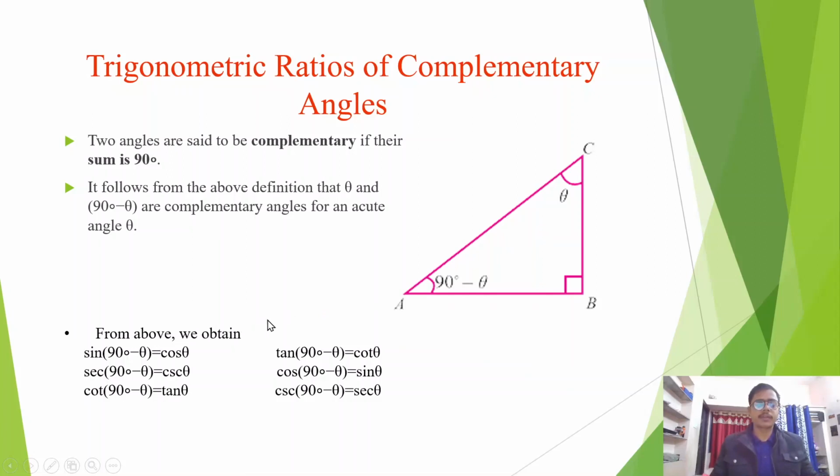From the above, we can obtain sin of 90 minus theta is equal to cos theta, cos of 90 minus theta is equal to sin theta, and similarly we can find all the remaining ratios.